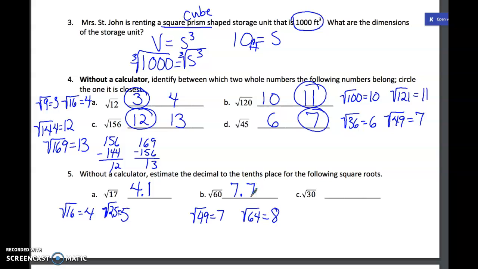C, square root of 30. I know that the square root of 25 equals 5 and square root of 36 equals 6. So when I think about where that is coming in between there, it is almost right in the middle. So I'm going to go with 5.5.